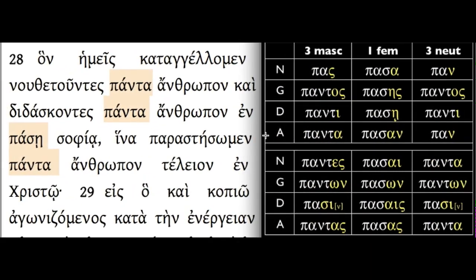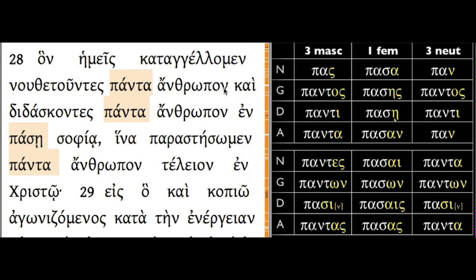And just one last example here. Just notice this one. We have panta anthropon. See this ending? That's an accusative singular masculine, right? But here's our accusative singular masculine form of pas. So every man, panta anthropon. Again, the case, number, and gender match.